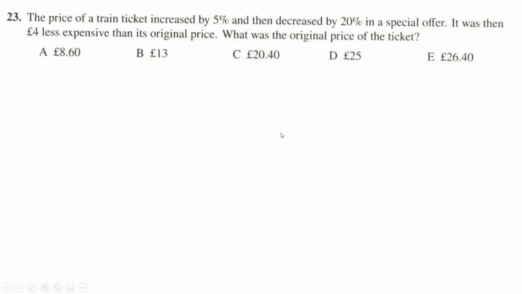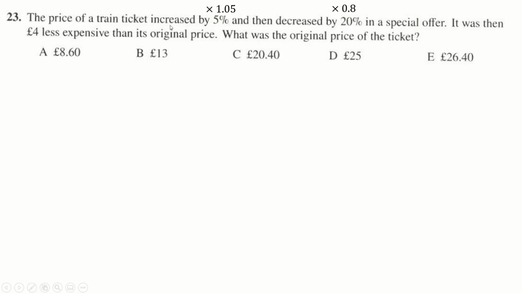Question 23. So I didn't really know how to do the question without using decimal multipliers, which you may or may not have seen. But to increase a thing by 5%, you times by 1.05, and to decrease by 20, you times by 0.8. If you've seen decimal multipliers, then great. If you haven't, I'm sorry, I'm not going to be of immense use to you on this question. I can't really see any other way of doing it.